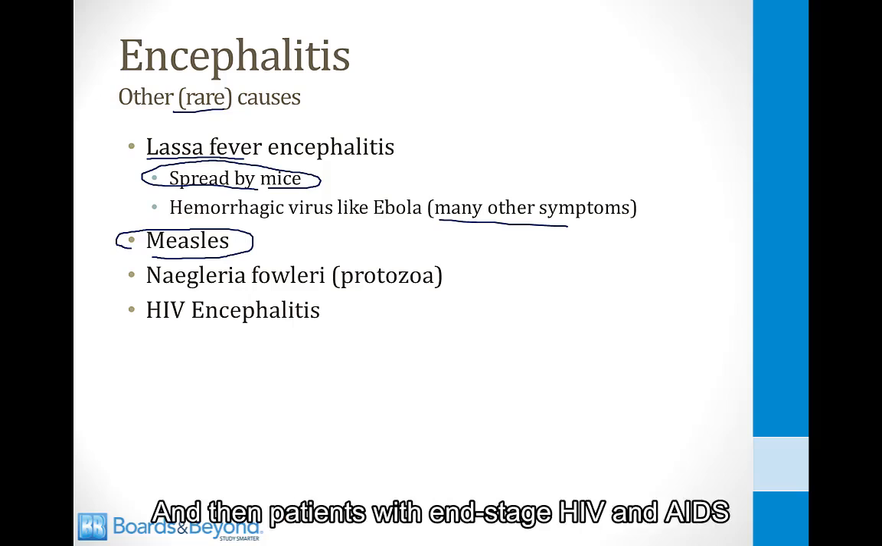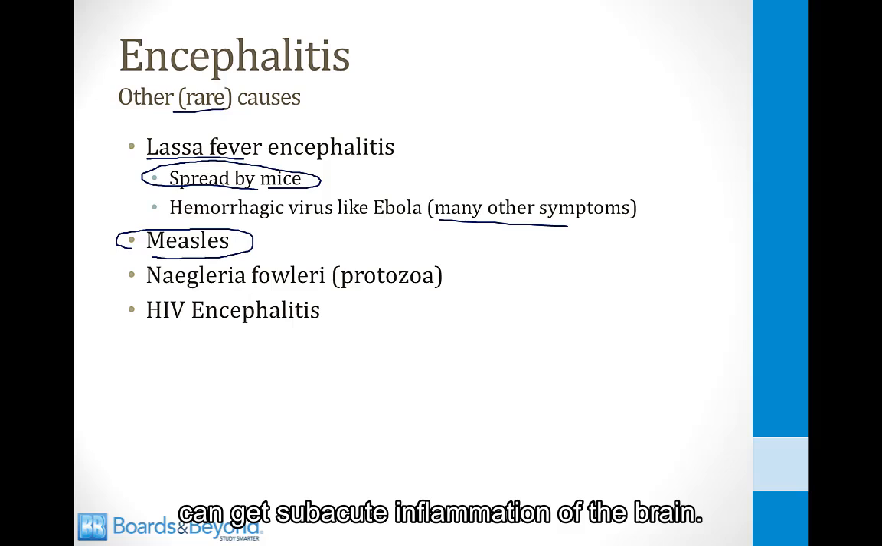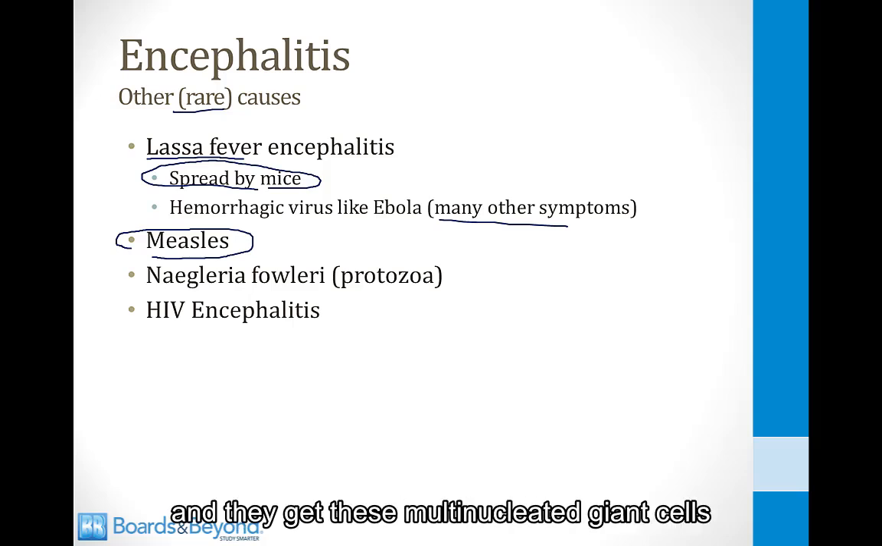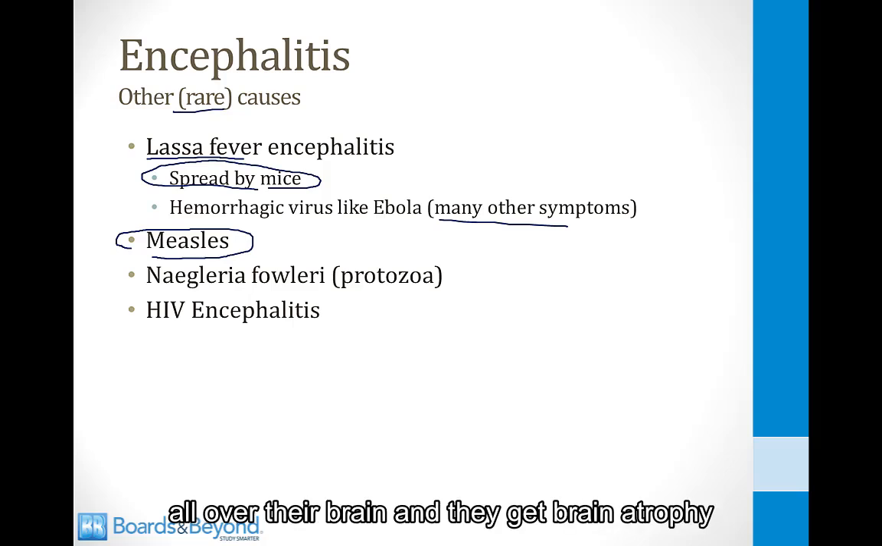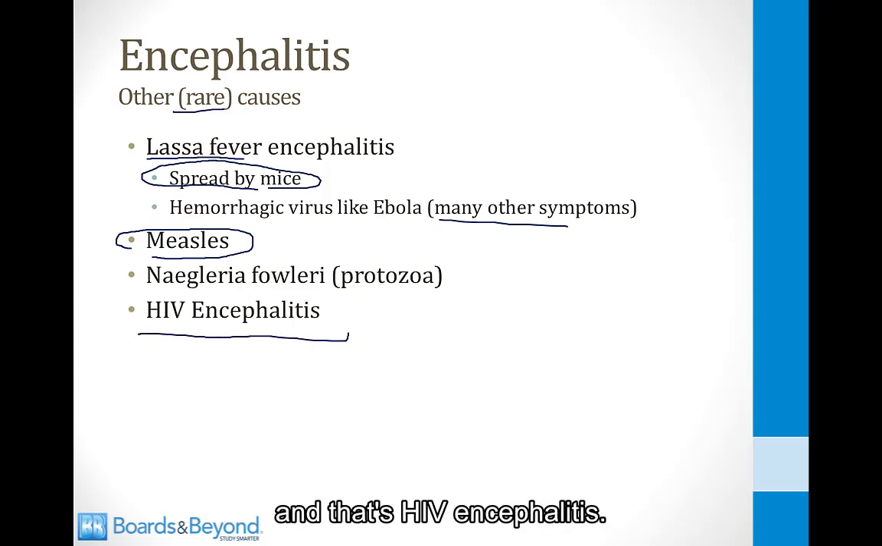And then patients with end-stage HIV and AIDS can get subacute inflammation of the brain. It's called HIV encephalitis. They have to have a very low CD4 count, usually under 200, and they get these multinucleated giant cells all over their brain, and they get brain atrophy, and that's HIV encephalitis.